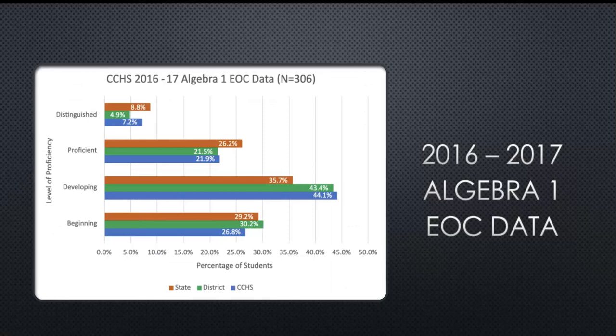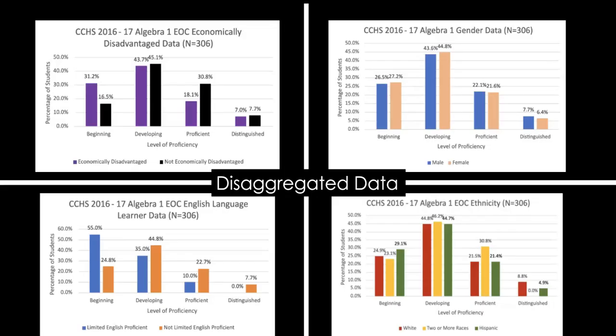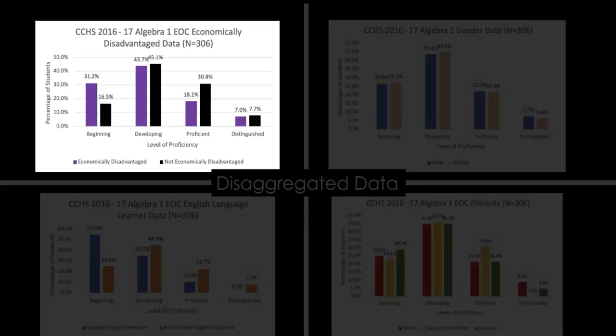Alright, 2016-2017 Algebra 1 EOC. Same color scheme here. Coal Creek is the blue bar, the district is the green bar, and then the state is the rust colored bar. Here once again I've broken the data down by subgroups. Top left is the economically disadvantaged.